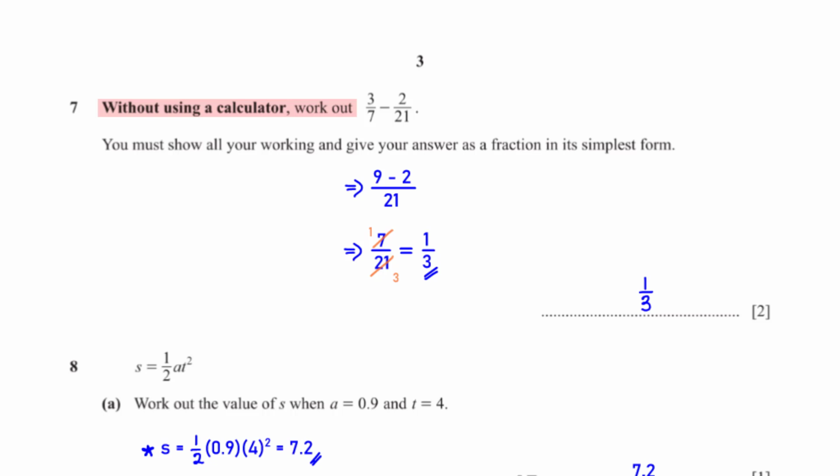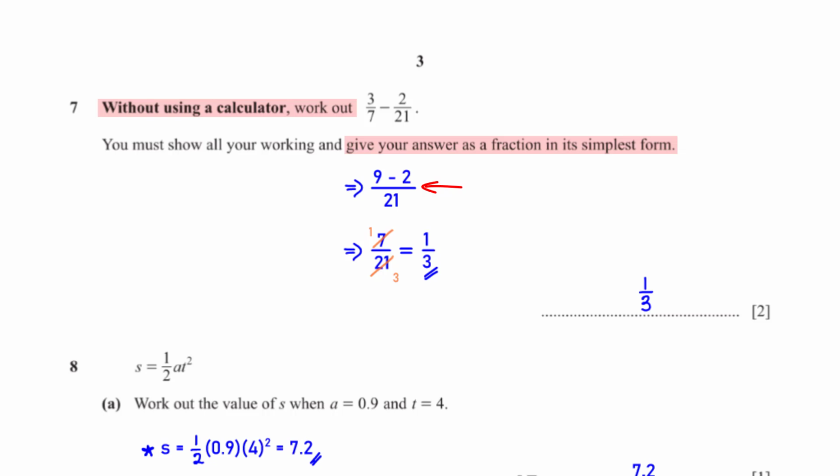Without using a calculator, work out 3 over 7 minus 2 over 21. You must show all your working and give your answer as a fraction in its simplest form. The LCM of 7 and 21 is 21. For 3 over 7, since we multiply 7 by 3 to get the LCM, we also need to multiply the numerator by 3. So 3 times 3 is 9.